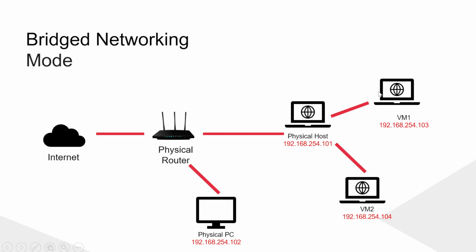In the NAT mode, if you remember, VM1 and VM2 get the IP address from the virtual DHCP server running on this physical host. Here, the physical router of the network itself provides the IP address to these two VMs. These two VMs can communicate freely among each other and all the other machines on the same network. For example, this VM1 can directly communicate with this physical PC because they are in the same network range. Internet is also available on these VMs.